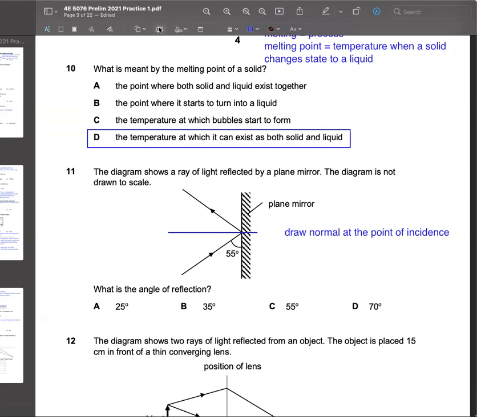Then from there, you calculate the angle. So in this case the angle will be 35. Now if I change the question, if I ask you what is the change in angle, what will you write? From here, how much will be the change in angle?